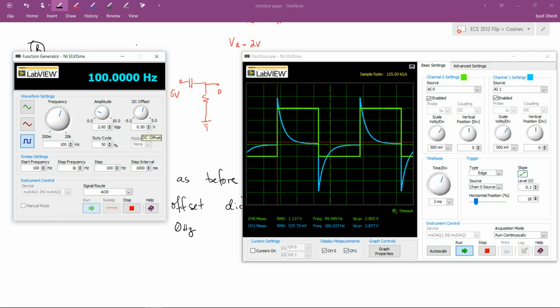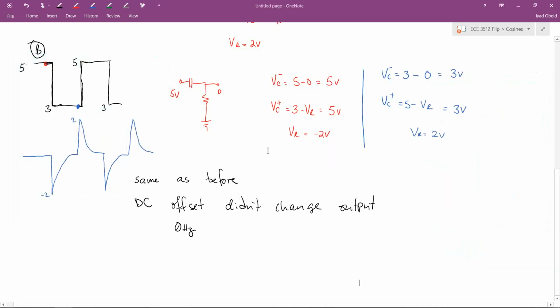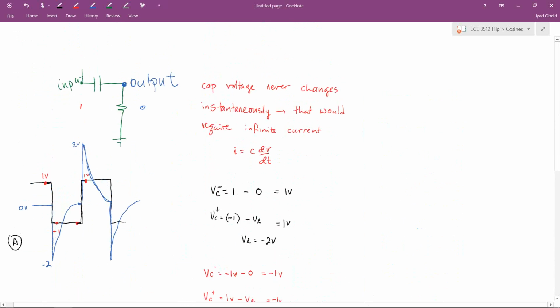So I hope this explains a little bit in more detail how the high-pass filter operates. I thought this was pretty cool, and I hope you do too.